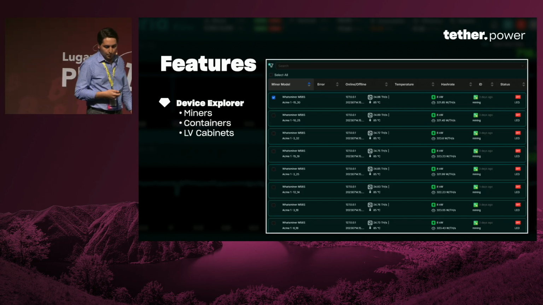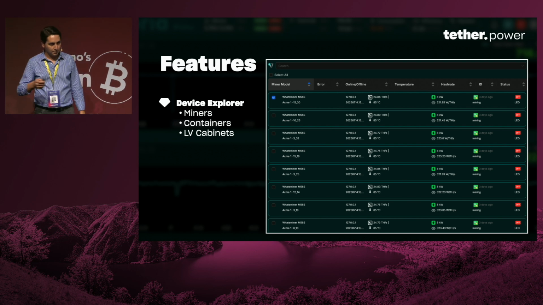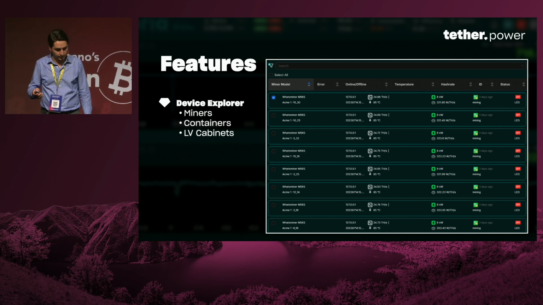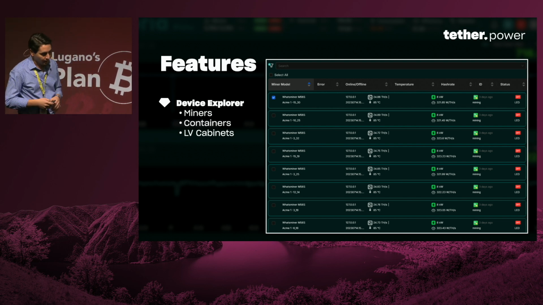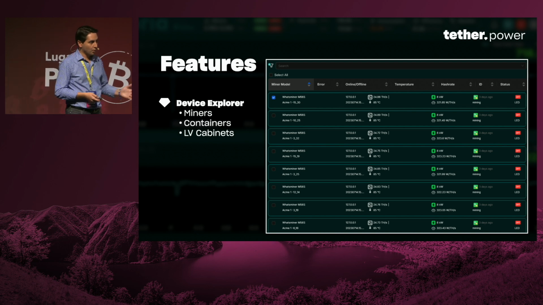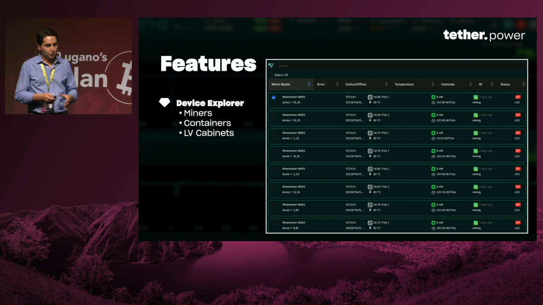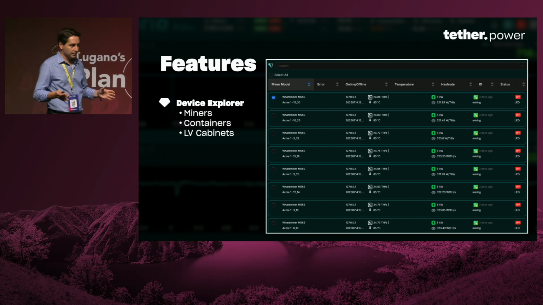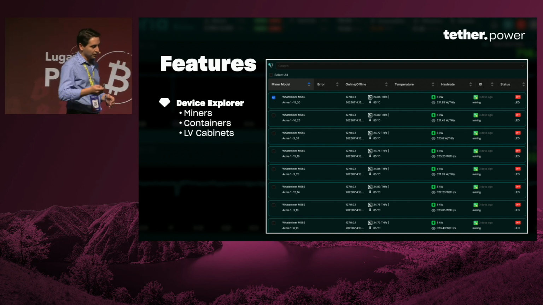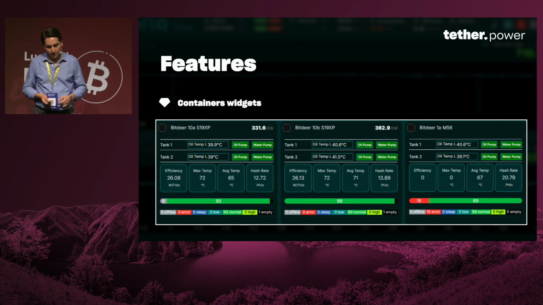It has an explorer where you can see all the different types of devices that are registered on the site. So these can be miners, cooling systems, cabinets, or transformers. What we're also bringing into Moria is what is usually called in a traditional site a SCADA system, which is the monitoring system. So you can also see the flows of electricity.